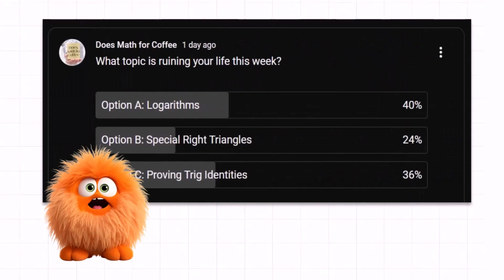Hi there. I asked my community what was ruining their life this week, and well, it was close. Almost a tie between proving trig identities and logarithms, but logarithms actually won this poll.